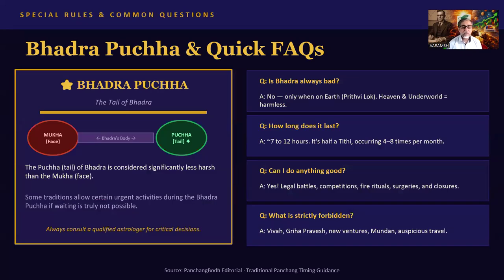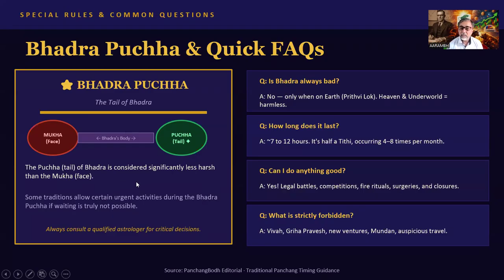Bhadra Puchha: a quick look at frequently asked questions. Bhadra has Mukha, that is the face, the body, and Puchha, that is the tail. The Puchha of Bhadra is considered significantly less harsh than the Mukha. Some traditions allow certain urgent activities during Bhadra Puchha if waiting is truly not possible. Always consult a qualified astrologer for critical decisions. Don't completely rely on what I am saying; contact a reliable astrologer to get clarity on this.